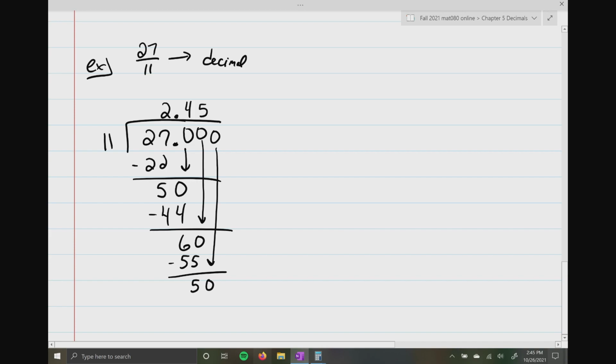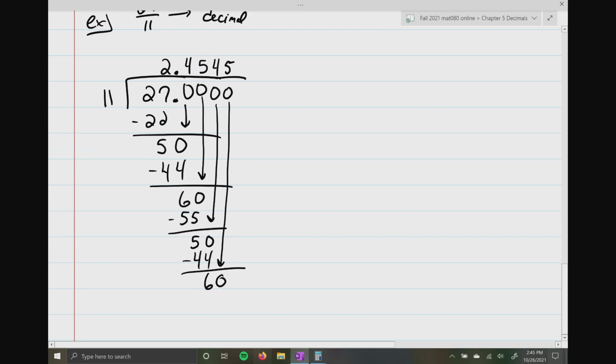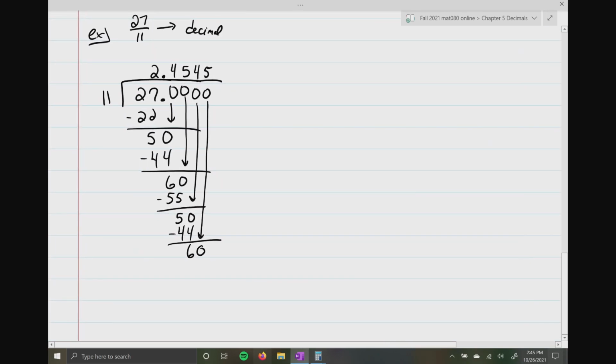Now we drop down a 0. 11 goes into 50 4 times. So that's going to be 44. Subtract, I get a 6. Add a 0, drop it down. 11 goes into 60 5 times. So that's going to give me 55. I subtract, I get a 4. Add a 0, drop it down. I did it again. 60 minus 55 is 5. Add my 0 and drop it down. 11 goes into 50 4 times, and it looks like I'm alternating between 4 and 5.